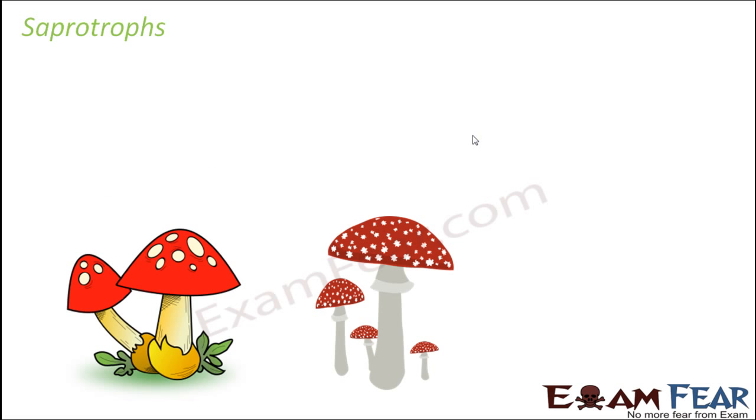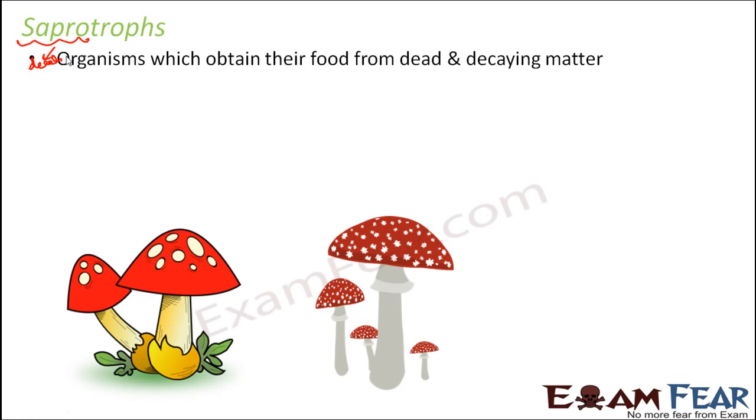Now we are going to talk about the saprotrophs or the saprotrophic nutrition. What does the word sapro mean? Sapro means something which is dead or decayed. So anything dead and decayed. These organisms obtain their food from dead and decaying organisms. So the dead bodies are being eaten by these saprotrophs.